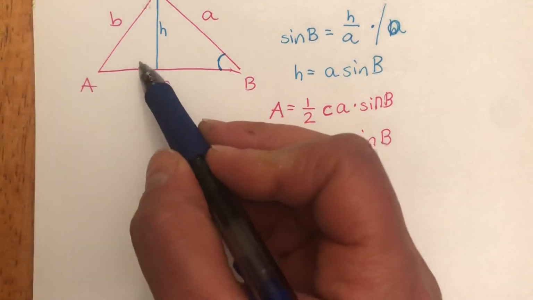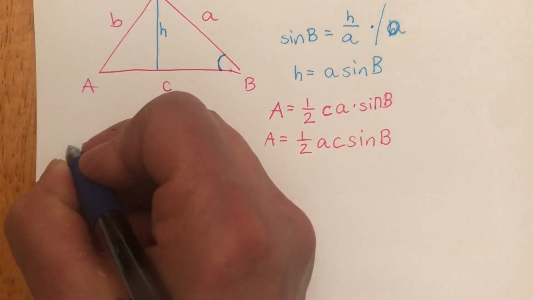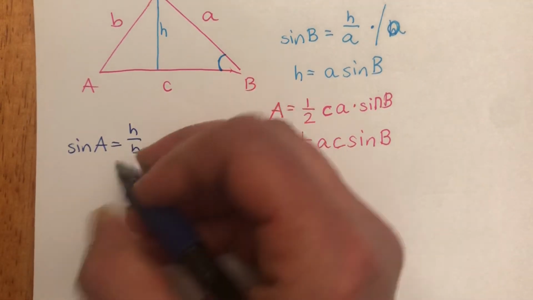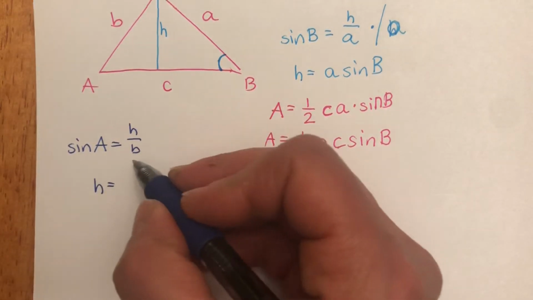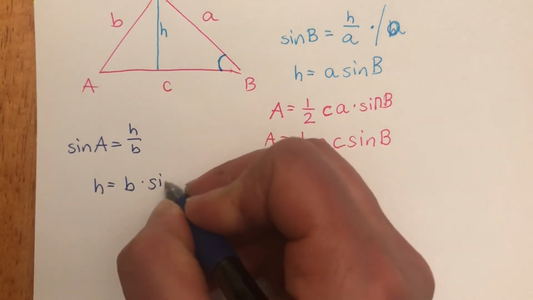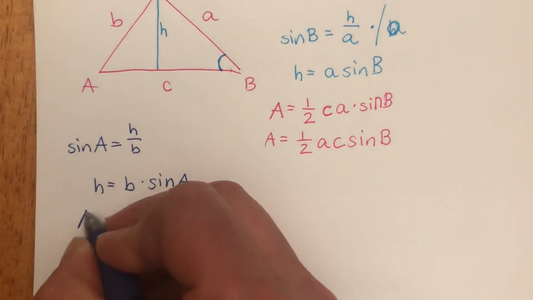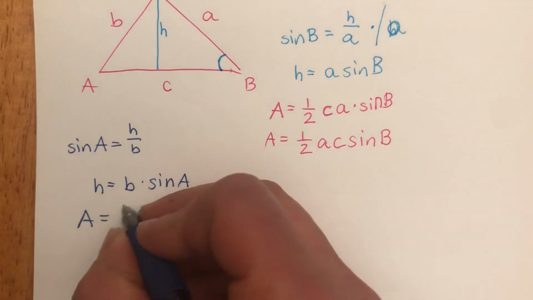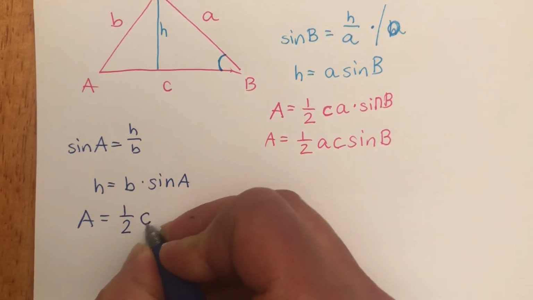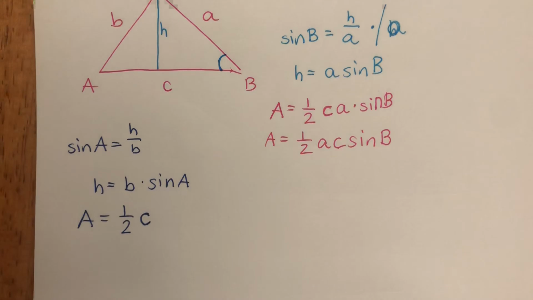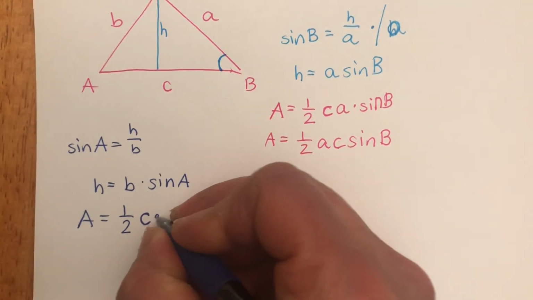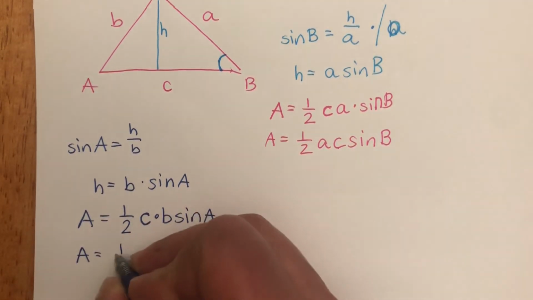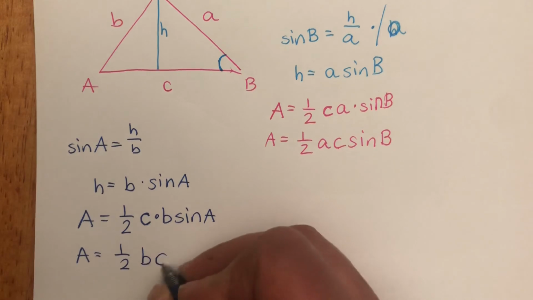Let's see what happens if I take the other side of this triangle. Sine of A is equivalent to h over B. Therefore, h can be replaced with B times sine of A. If I do this, the area of the same triangle could be described as area is equal to 1/2. Base is still C, the way I draw the triangle, and then I am going to multiply it by B sine of A. Again, I am going to rewrite this nicer. 1/2 B C sine of A.